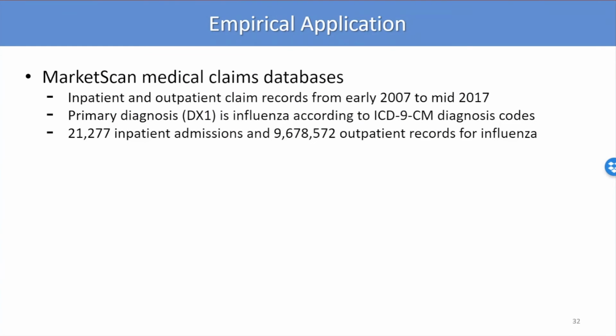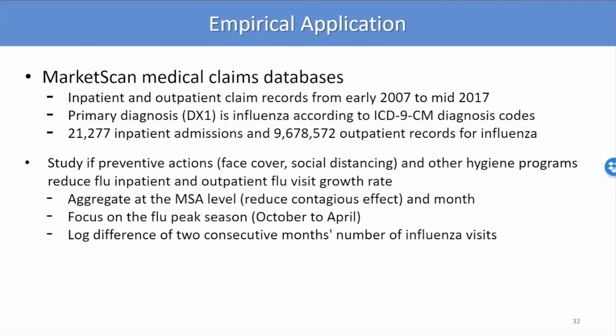So then we apply this to data, and actually this comes out of a project we've been working on around treatments for COVID-19, but here we've just used historical data. Here we're looking at inpatient and outpatient claim records from early 2007 to mid-2017. In this case, the primary diagnosis is influenza, according to the ICD-9 diagnosis codes. And we have 21,000 patient admissions and about 10 million outpatient records for influenza.